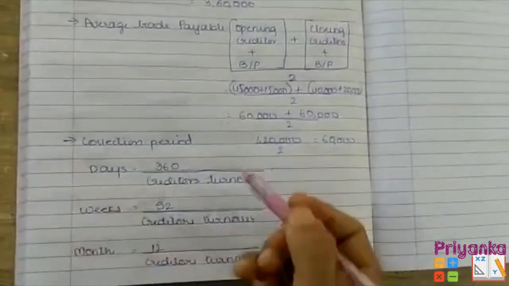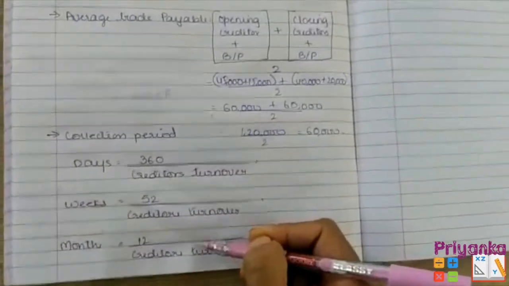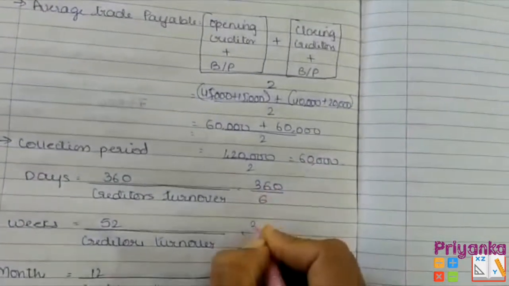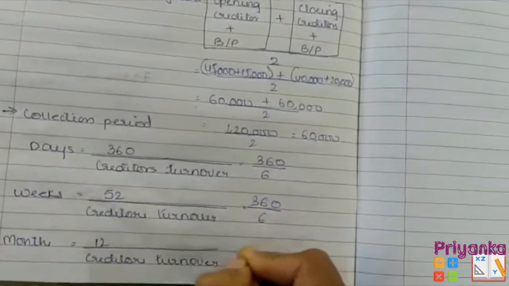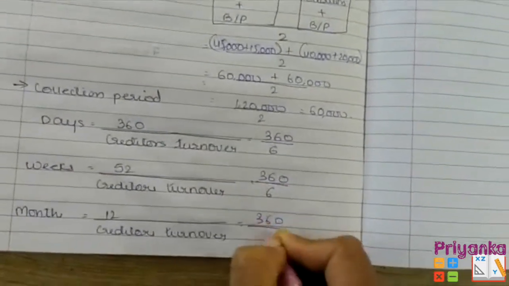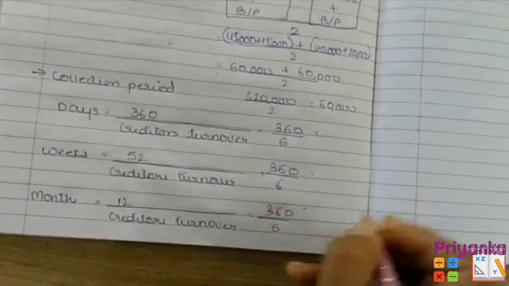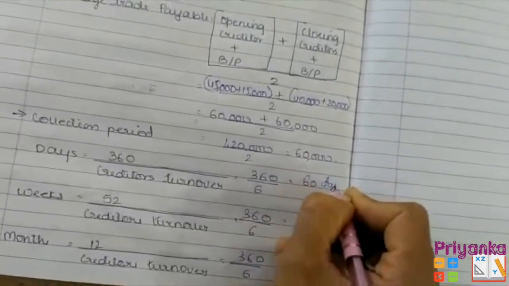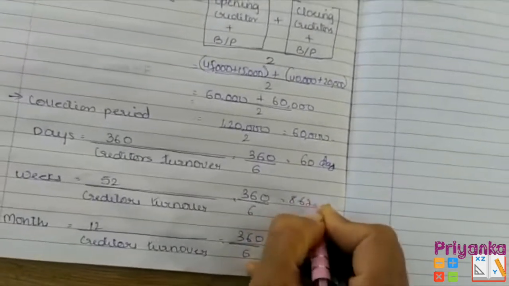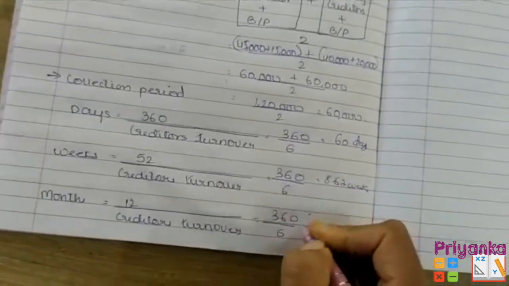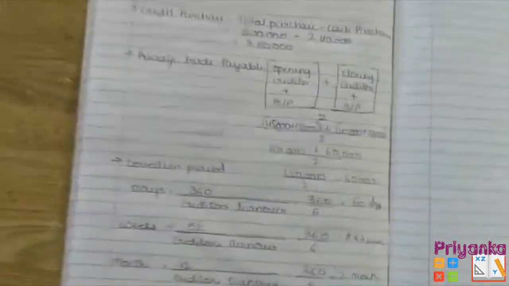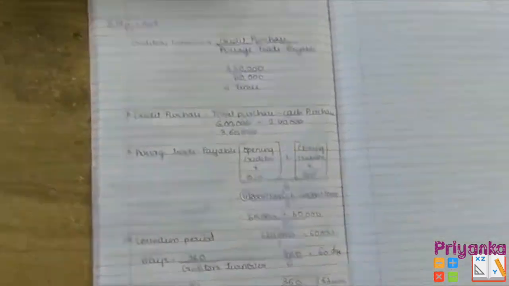For the payment period, here I wrote the days, weeks and months. So we'll put in the value we found just now, that is 6 times. For the days, we get 60 days. For weeks it comes to 8.67 weeks, and for the months we'll get 2 months. So here we end up with the 19th question as well as the chapter.